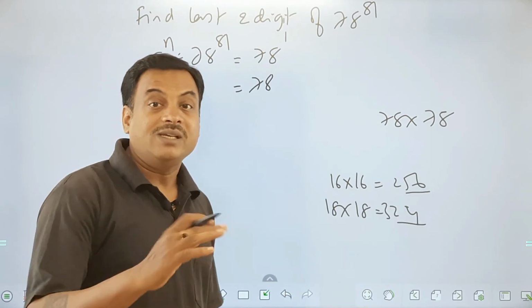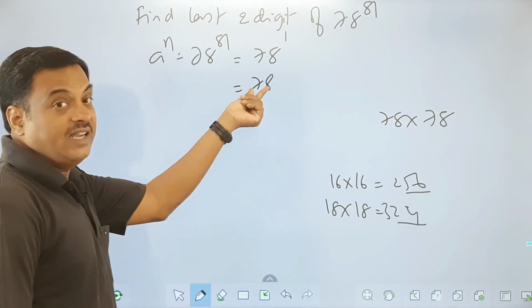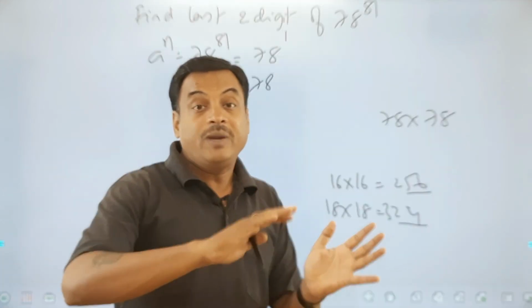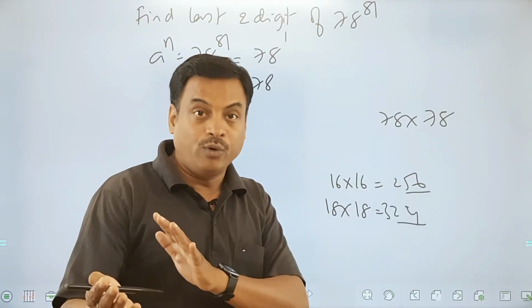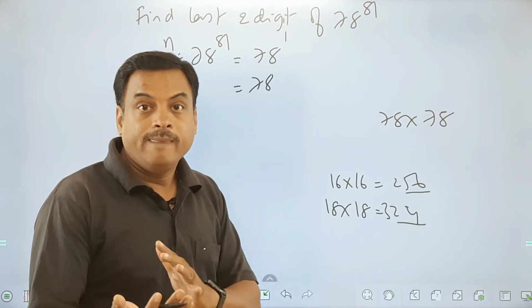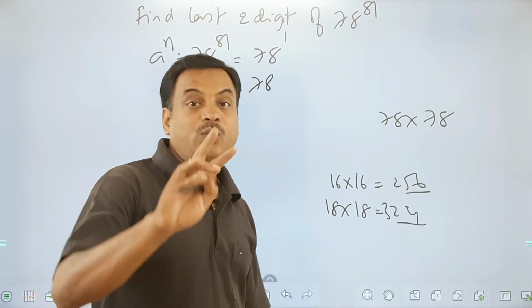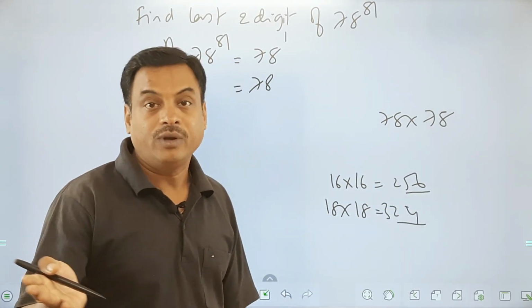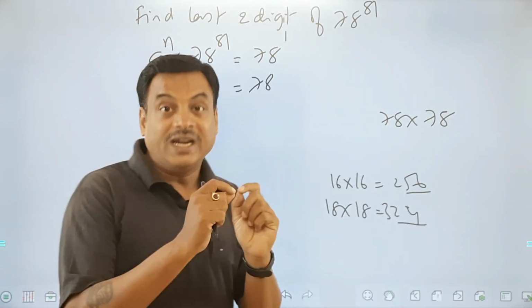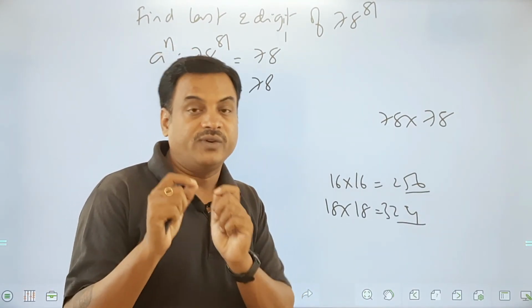And once a number is a multiple of 4, the end result also will be a multiple of 4. But if you observe this number 78, I am multiplying 78 for 81 times. If I even multiply 2 times, it should be a multiple of 4. If I am multiplying 81 times, definitely it should be a multiple of 4. Are you getting my point here? This number is not coming as a multiple of 4. So in such a case, if I am not getting a multiple of 4, then you should add 50. That is a shortcut for this concept.